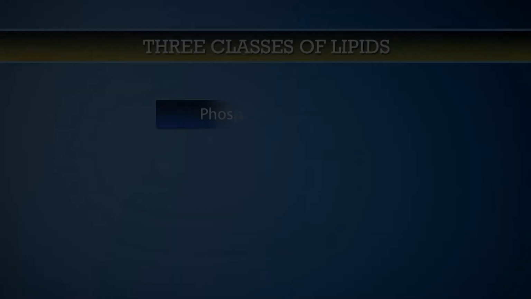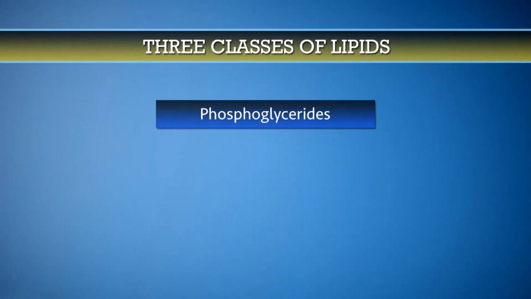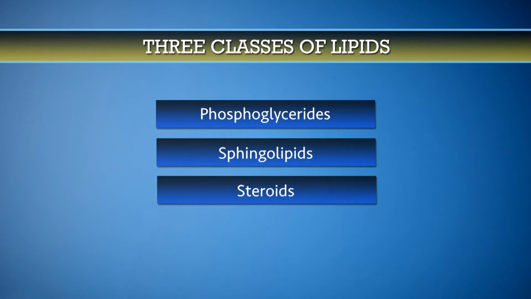The second property of the bilayer is the stability of the membrane maintained by hydrophobic and van der Waals interactions between the lipid chains. A typical biomembrane is made up of three classes of lipids: phosphoglycerides, sphingolipids, and steroids. The first one are the phosphoglycerides. They constitute the most abundant class of lipids in most biomembranes.